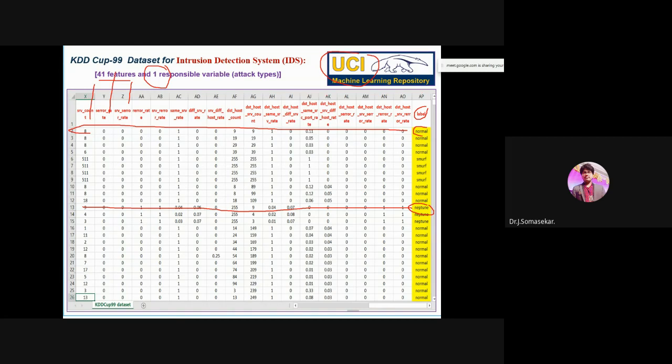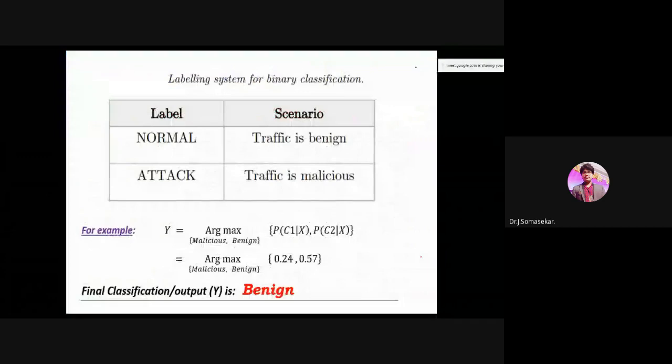Now the basic idea is here. I'm taking two classes, one is normal, one is Neptune. Whatever data we see recently, or newly received, we have to classify whether the data is normal or abnormal. Here also we have one type of attack, you can see. We have many types of attacks, which are called abnormal data. How do we classify? By using the Bayesian classifier.